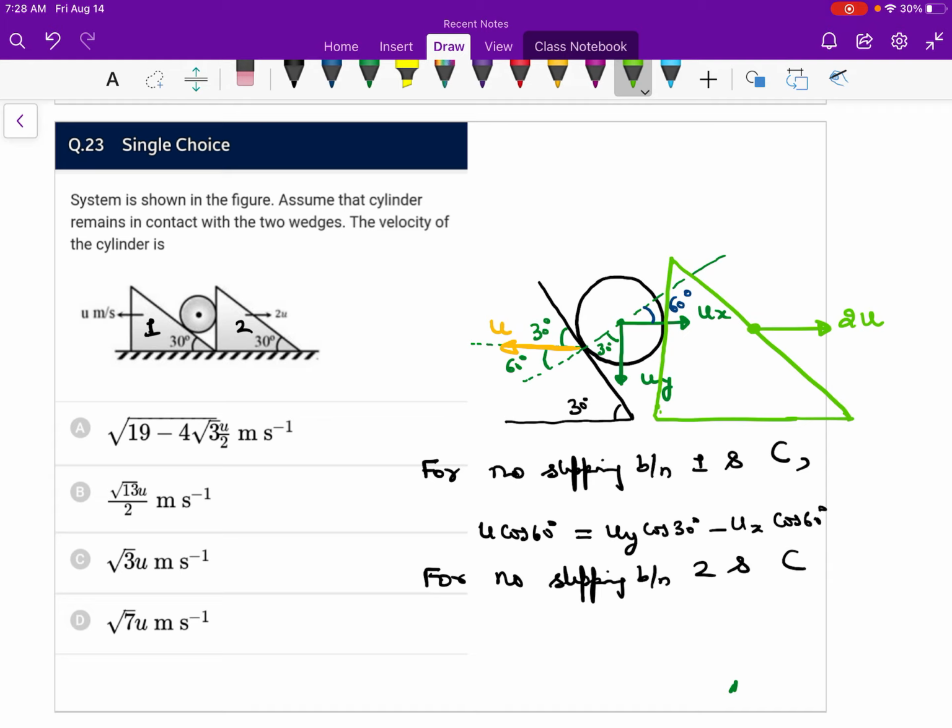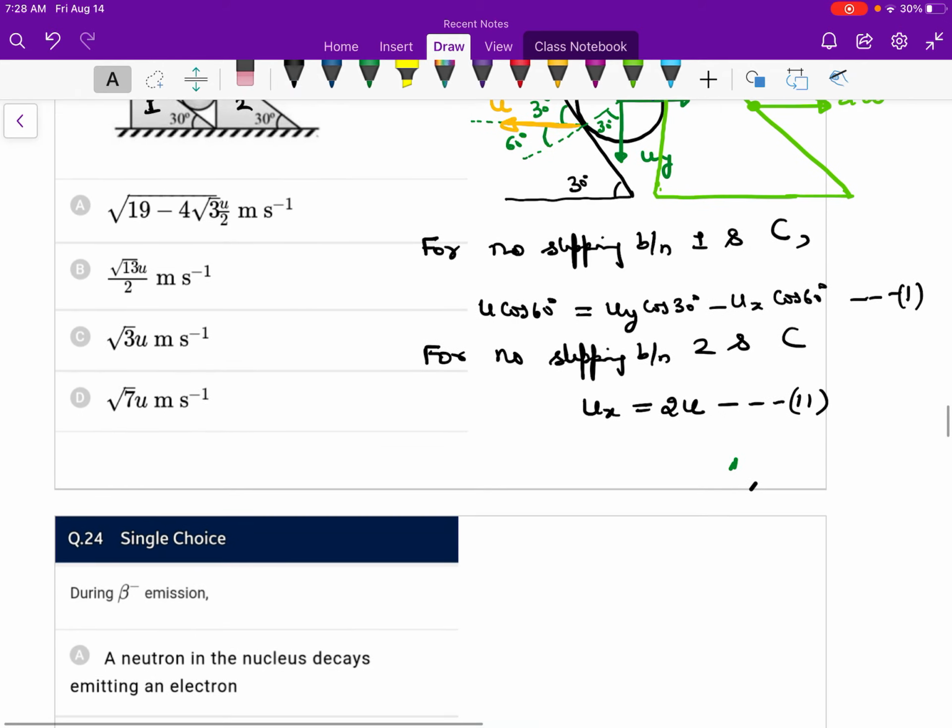Okay, so the common surface is a vertical surface, so the common normal is along the horizontal. So ux should be equal to 2u. So this is equation 2, this is equation 1. So ux is 2u.